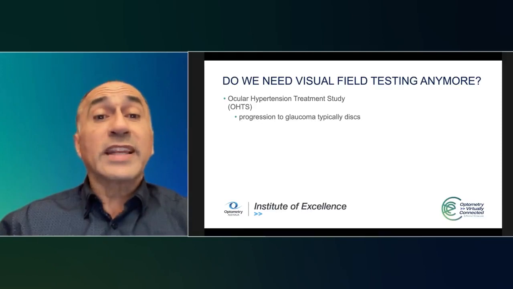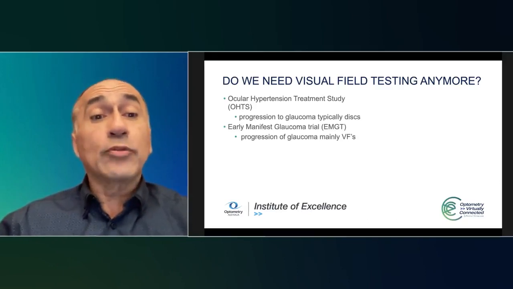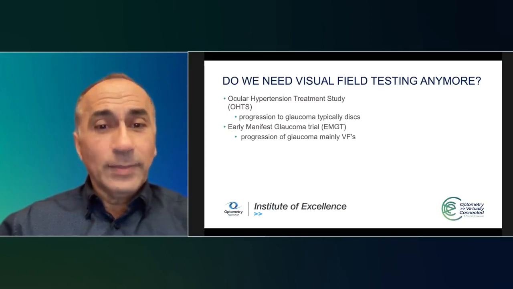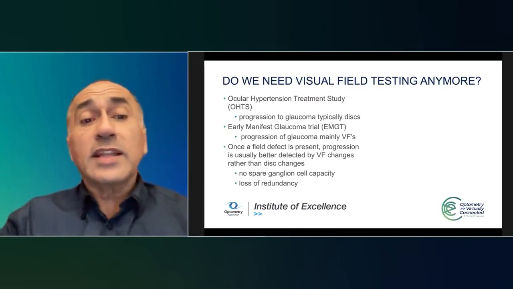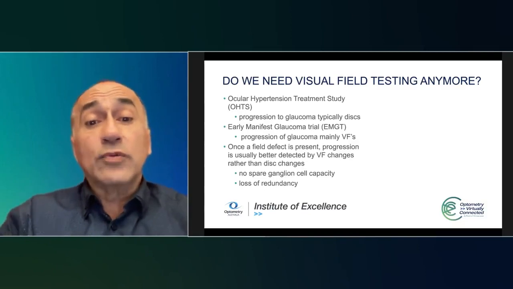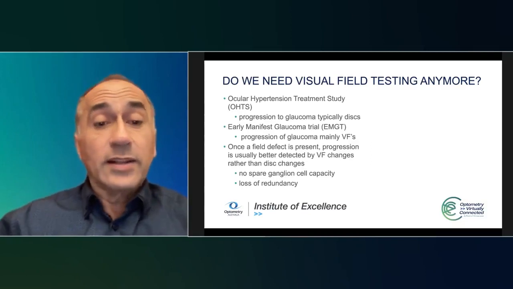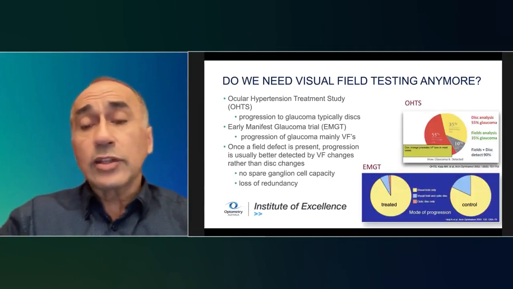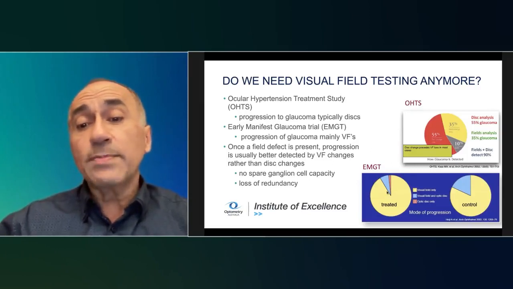So as I said to you in the previous lecture, the OAT study found the progression was detected mostly by disc changes, and the early manifest glaucoma trial found progression of glaucoma was detected mainly through visual field changes, not stereo disc photos. So that's telling us that once a field defect is present, progression is sometimes better detected through field changes rather than just disc changes, because you don't have those spare ganglion cells anymore. And these are the graphs I showed you in the previous talk. And again, it reinforces that changes by field and disc are very low compared to one modality alone.